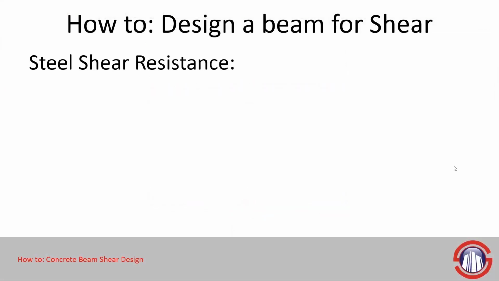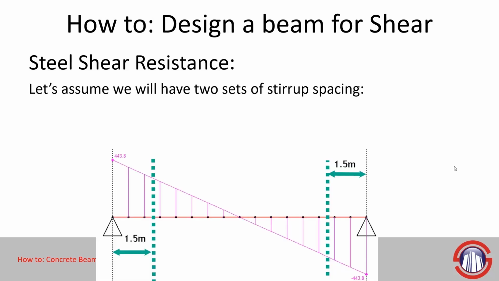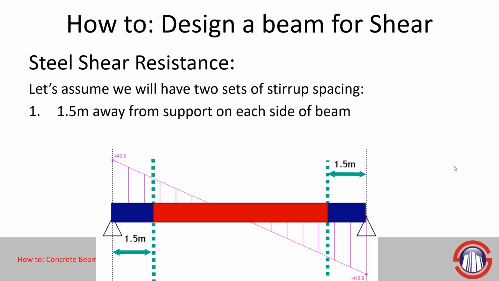To describe the steel shear resistance a little more, we're going to make some assumptions right off the bat. We're going to assume that we have two different sets of stirrup spacing. We have a 10-meter long beam, and in the first 1.5 meters away from the support, we have a different stirrup spacing than we do in the interior. So we're going to design those two separately. The 1.5 meters away from the support will have a higher shear demand based off of the shear diagram that we see here. And the interior 7-meter beam length is going to have a lower shear demand, so we'll have different stirrup spacing to meet those demands.